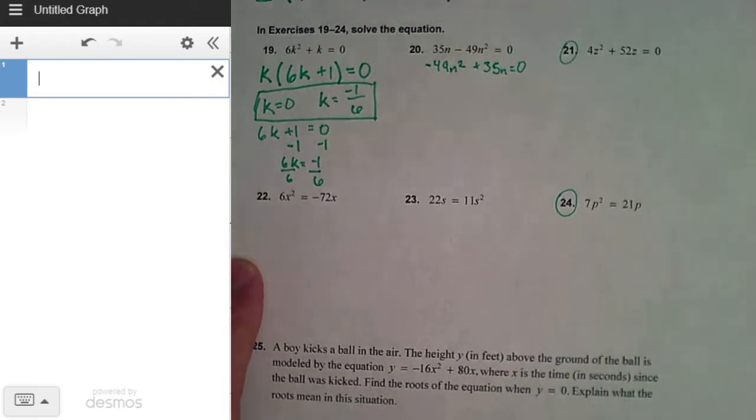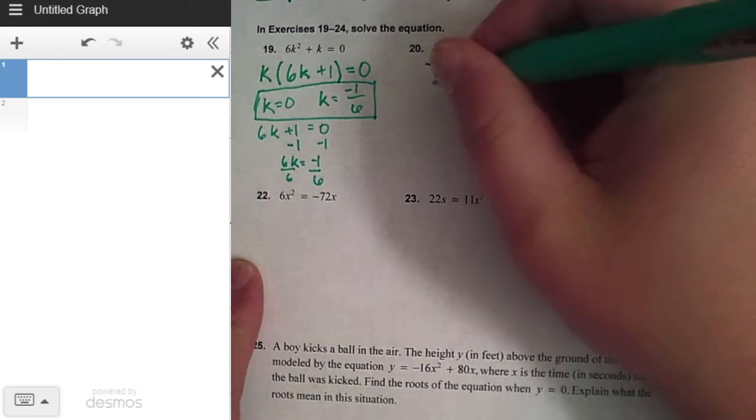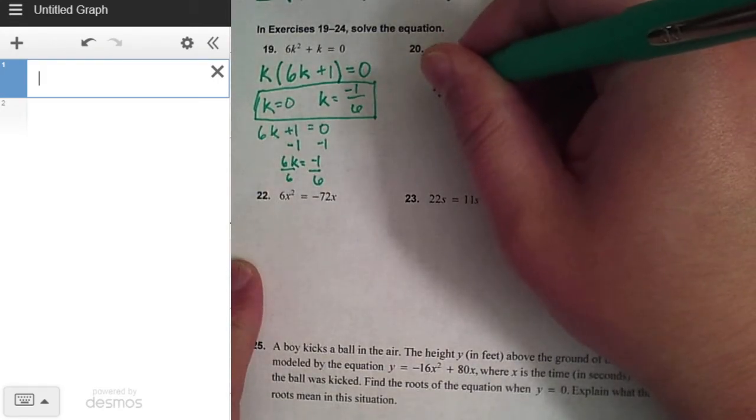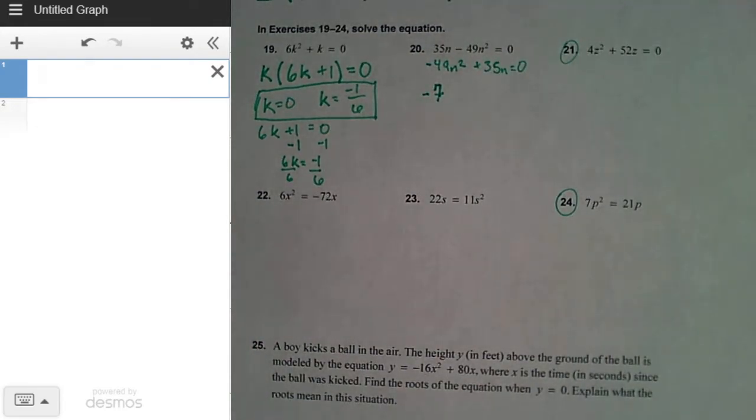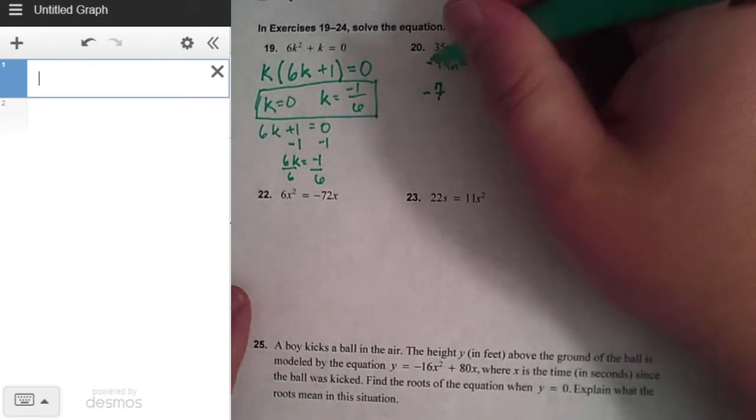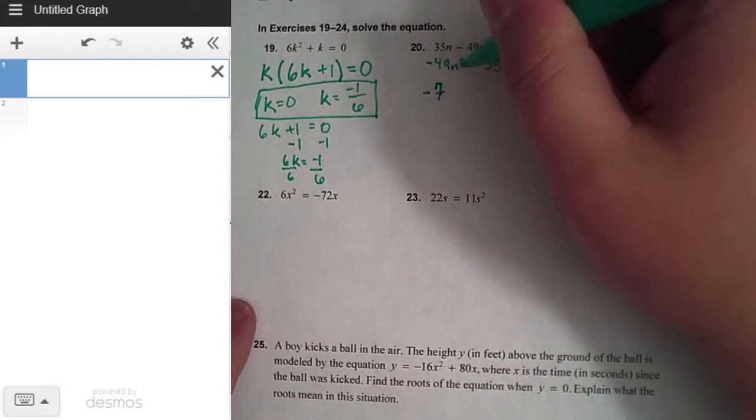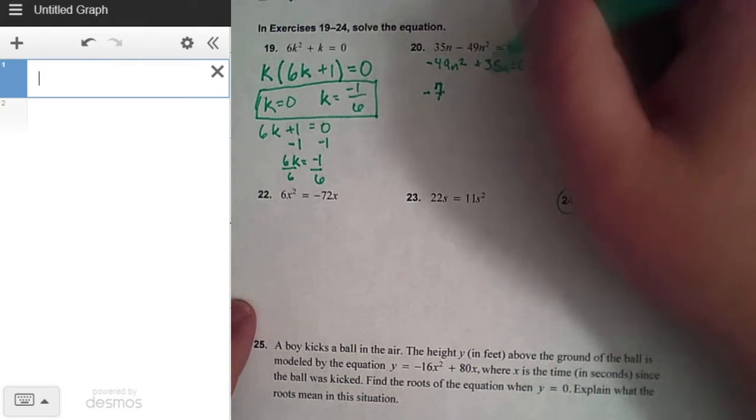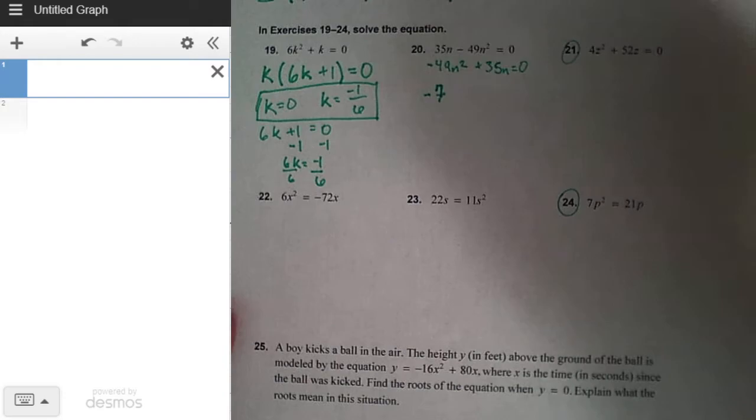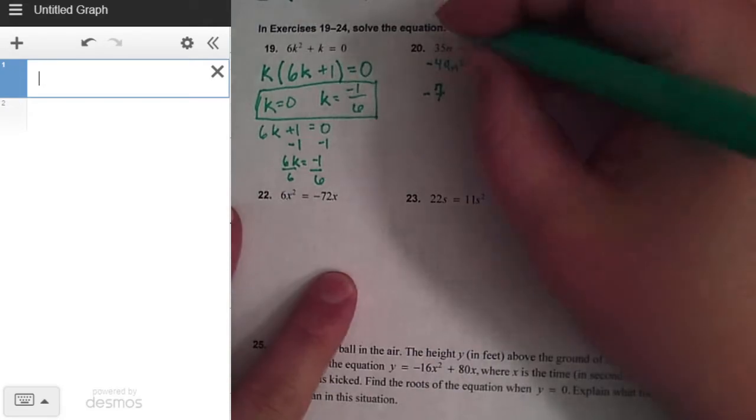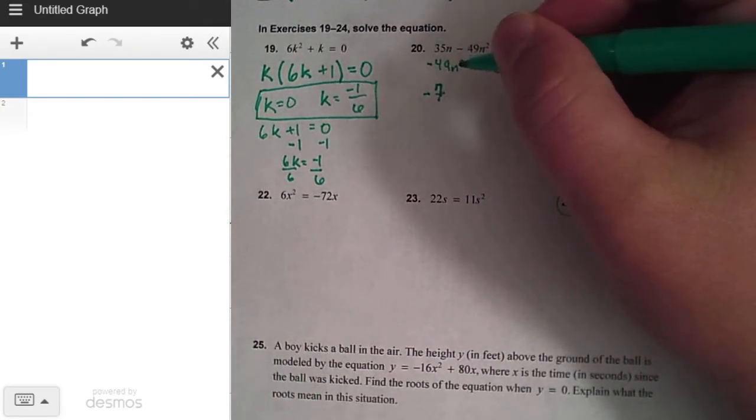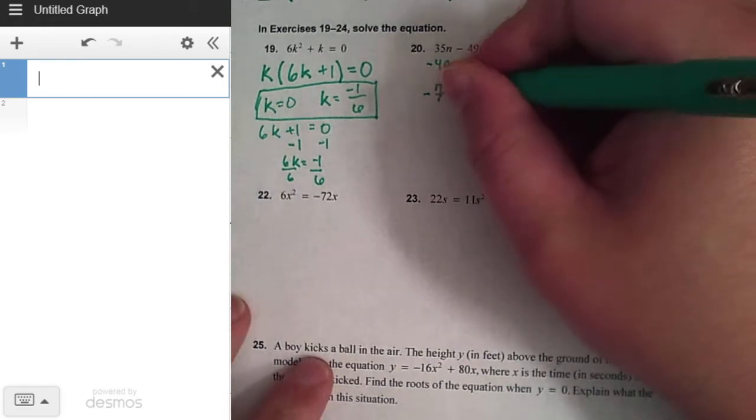5 and 7 are relatively prime, so the biggest number I can factor out is a 7. But I'm going to factor out a negative in front of that 7. What that does is make my leading term positive and the second term negative. It makes it look cleaner, and it helps your brain organize and get better there.